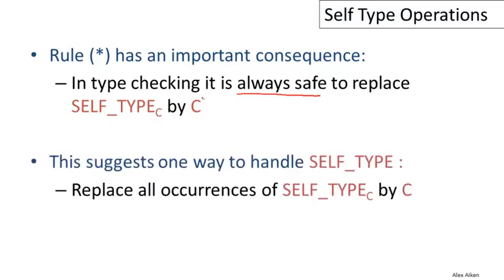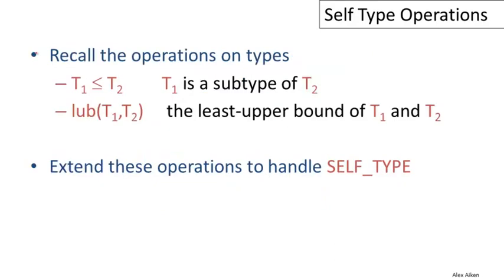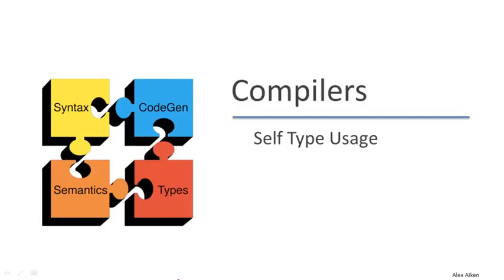And that suggests one way to handle self-type, which is just to replace all the occurrences of self-type sub C by C. Now, unfortunately, that turns out not to be very useful. It's sound, it's correct to do that, but that's really just like not having self-type at all. That's as if we went back to the example we did in the last video where we started out without self-type and we found out we couldn't use inheritance in the way we expected. So to do better than just throwing all the self-types away, we need to incorporate self-type into the type system. And the way we're going to do that is by looking at the operations that work on types in the type system, and there are two of them.